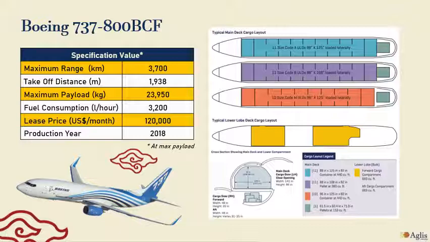This aircraft has a maximum payload of 23.95 tons, a fuel consumption rate of 3,200 liters per hour, and this aircraft, which was produced in 2018, has been leased at a rate of $120,000 per month.